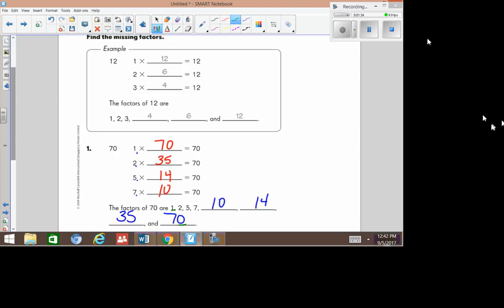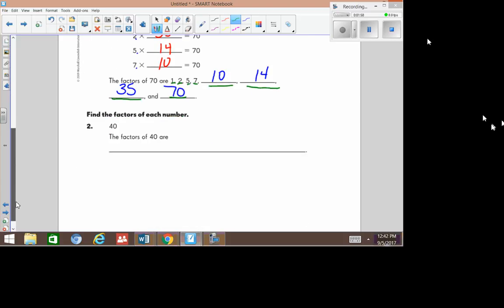1 times 70 gets you 70. 2 times 35 gets you 70. 5 times 14 gets you 70. And then 7 times 10. See how they're kind of right in the same spot, but you're going backwards with these? Okay? So now, let's look at the bottom.